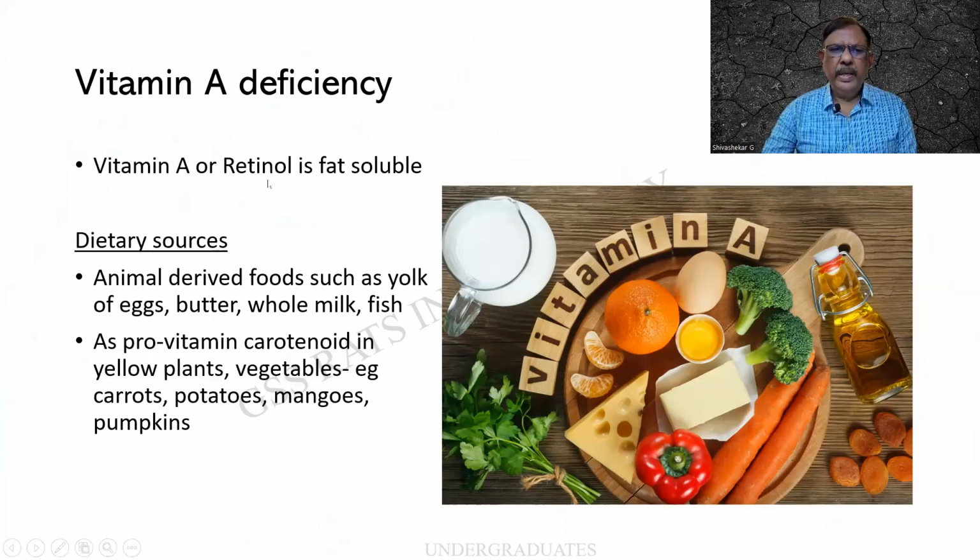Otherwise, vitamin A is called retinol and is fat soluble. The dietary sources are animal-derived foods such as yolks of egg, butter, whole milk, and fish. As provitamin carotenoid, it can occur in yellow plants and vegetables such as carrots, potatoes, mangoes, and pumpkins. And I might not have mentioned a lot that is there on the screen. Try to identify as many as is possible.